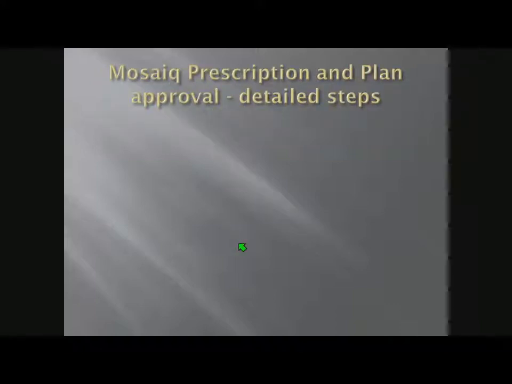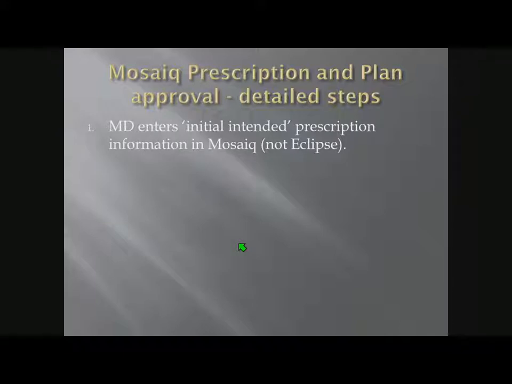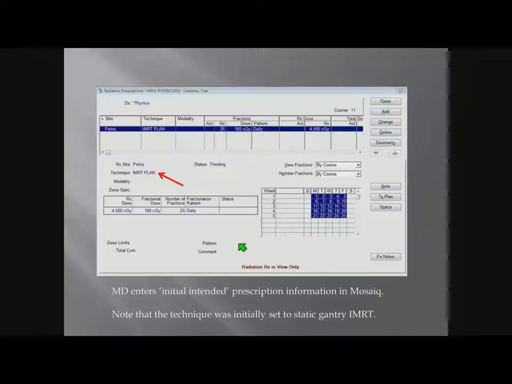So let's talk just briefly about the prescription and plan approval. This is an overview of our workflow, which transitioned from paperless several years back. In our particular instance, the physician will enter that initial intended prescription that obviously can change as we go along. In this particular case, the plan was designated as a static gantry IMRT plan.